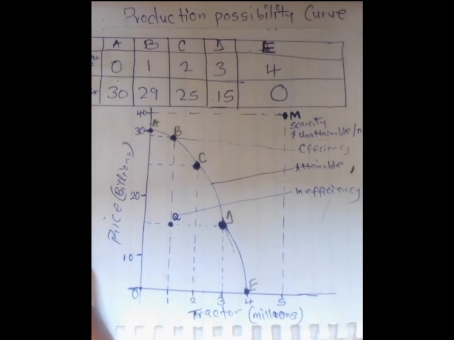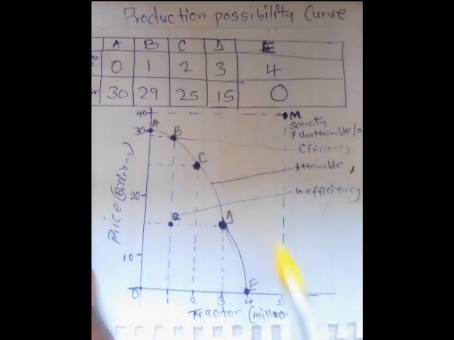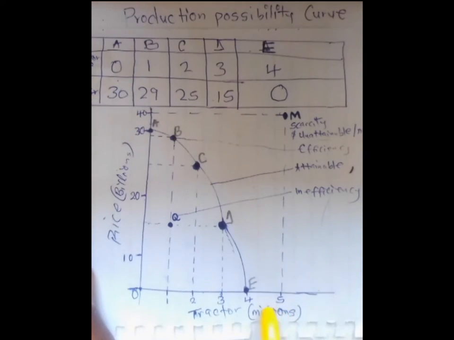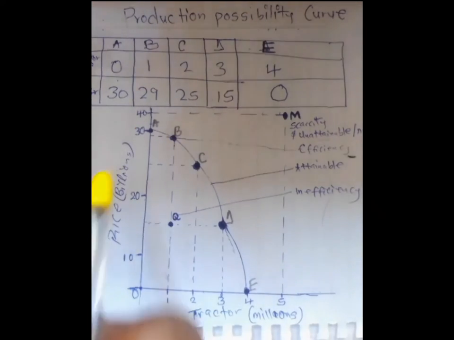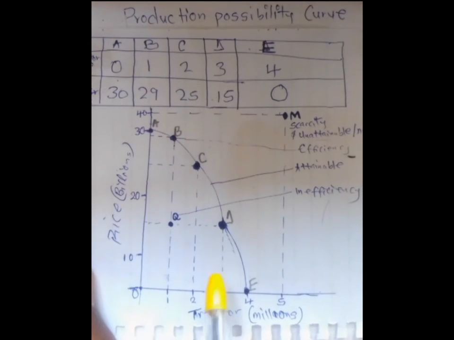In the production possibility curve, any point within the curve shows inefficiency, while all points on the production possibility curve are attainable and feasible. Then I put this 40 there and this 5 in order to explain something. The country's resources are only 30 and they are to use 30. So if the country wishes to produce 40 billion bags of rice and also 5 million tractors, they need to source for more resources.